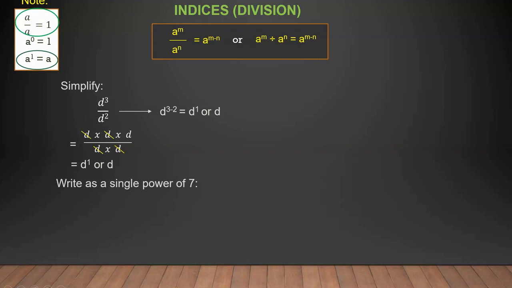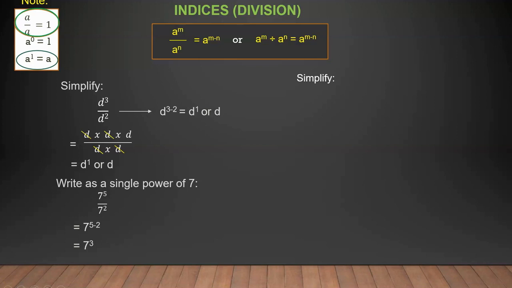Instructions could also say to write as a single power of 7, in this case. So 7 to the 5th divided by 7 squared. The common base is 7, copy that, and then subtract the powers. 5 minus 2 is 3, so you have 7 cubed.